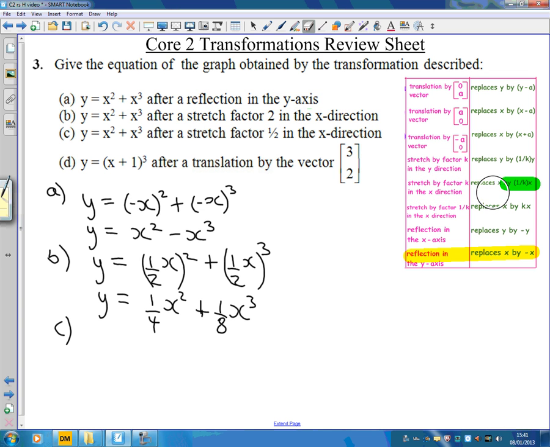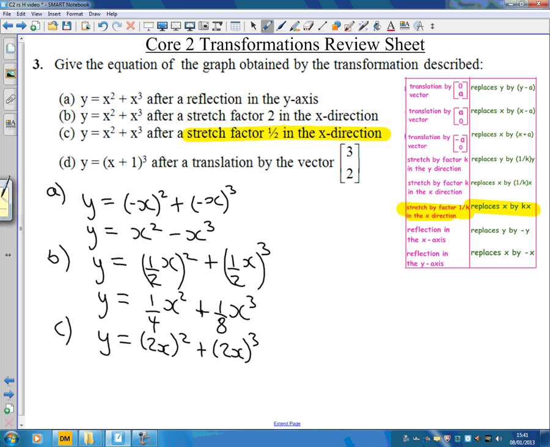So C, again, we're going to be doing a stretch. So let's have a look at this. We're going to stretch. This time it's going to be scale factor half in the x direction. So we're going to replace x again, but this time the scale factor is a half, and the reciprocal of a half is 2. So if it's a fraction, think about flipping the fraction over. So y is 2x all squared plus 2x all cubed. And again, if we just want to tidy this up, 2 squared is 4, so it's 4x squared, 2 cubed is 8.